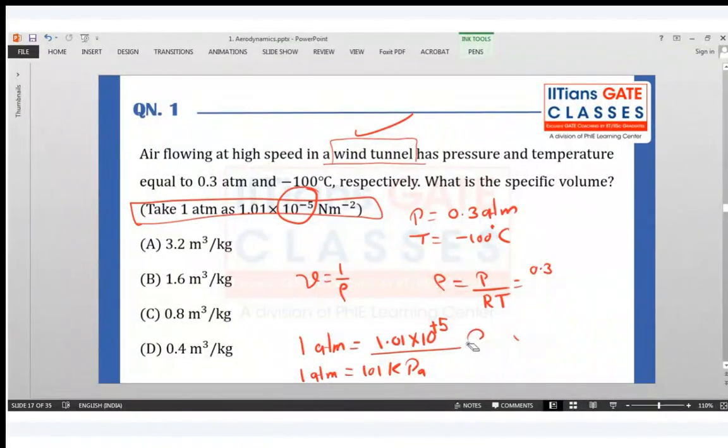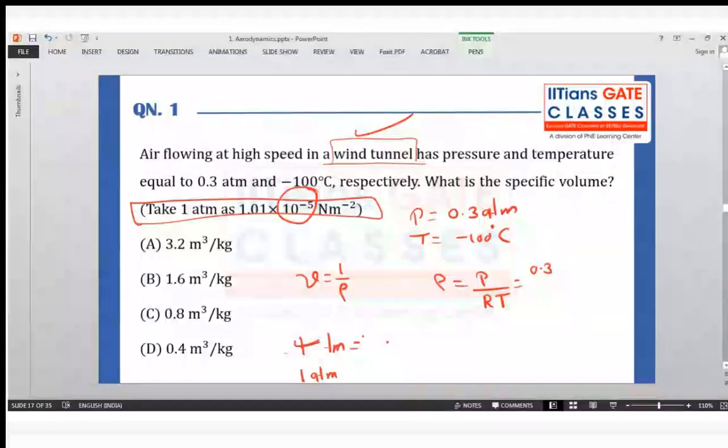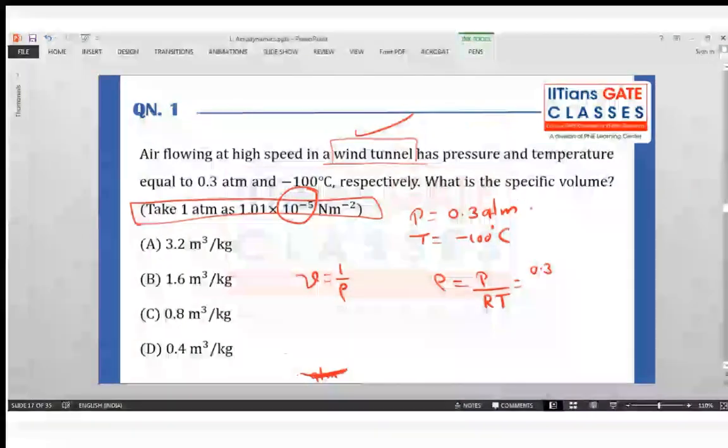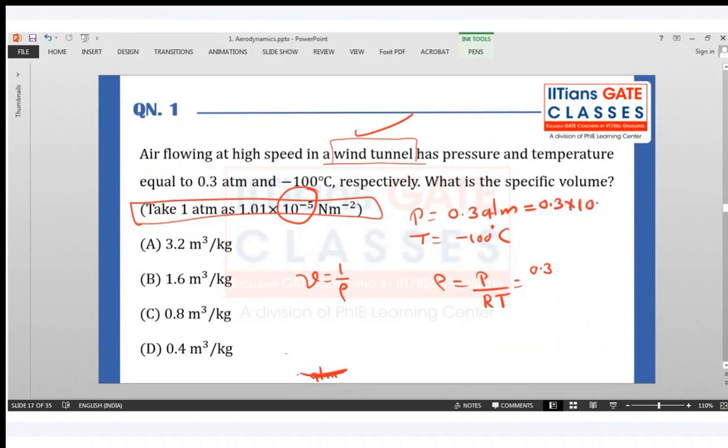Okay, so now let's start with the solution. Now you know everything. You have the pressure, you have the R. What is the value of R? For air, sir, it is 287. Correct. So now just substitute the values. Before that, you need to convert pressure into Pascal, so 101 also you can take. Temperature should be in Kelvin.